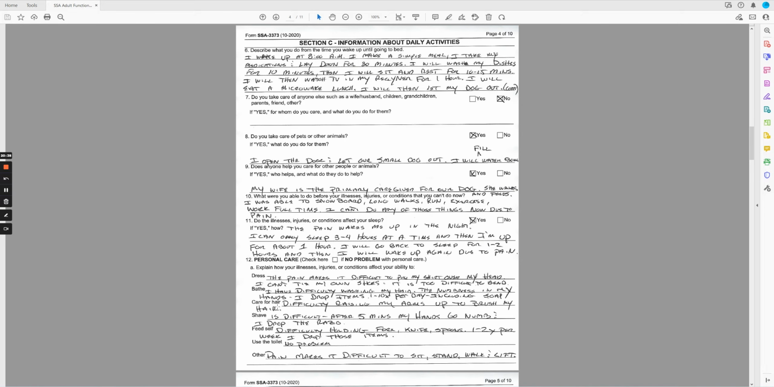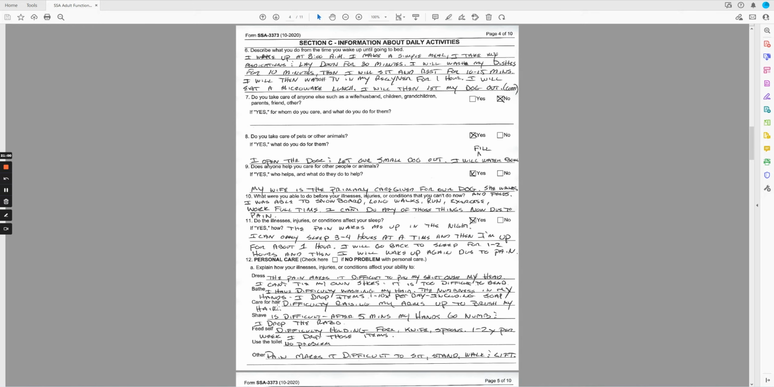Bathing. I have difficulty washing my hair. The numbness in my hands, I drop items. And again, I'm being specific. I drop items 1 to 10 times per day, including soap. Care for hair. Difficulty raising my arms to brush my hair. Okay. Can I brush my hair? Yes. I'm not saying I can't do it. I'm just saying it's difficult doing it.